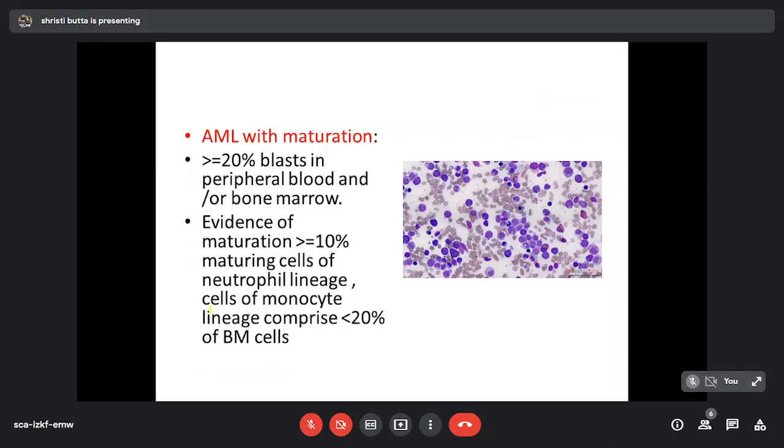AML with maturation is when more than or equal to 20% blasts in the peripheral blood and/or bone marrow are seen. Evidence of maturation of more than or equal to 10% maturing cells of neutrophil lineage. Cells of monocyte lineage constitute less than 20% of the bone marrow cells. So there is maturation seen in the neutrophil lineage, and monocyte lineage is less than 20% of the bone marrow cells. Then that is called AML with maturation.